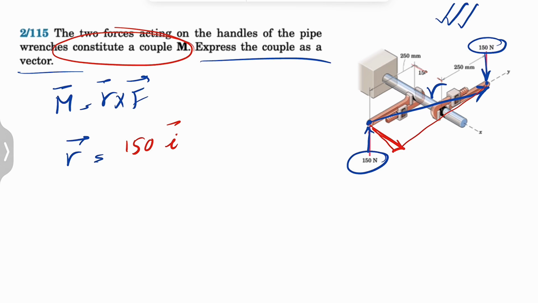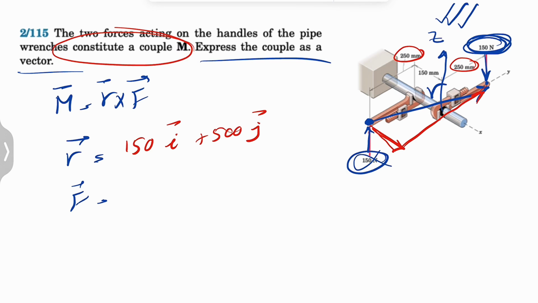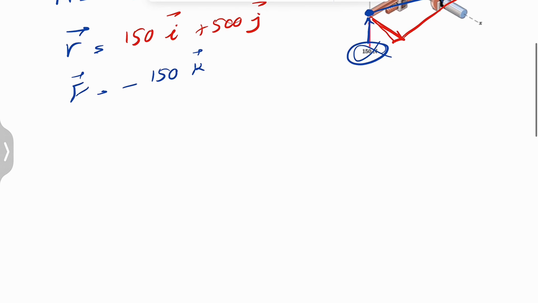And for the y component, we are also going toward the positive y direction, which is this distance, and it's basically 250 plus 250, or 500 j. That's our r. And F, since we are finding the moment about this point, this force will be cancelled out, and the direction of the other force we can see is along the z-axis, and we can just consider this as our positive z, so it will be negative 150. Okay, so the rest of this is finding this cross product, and we should be able to find the moment.